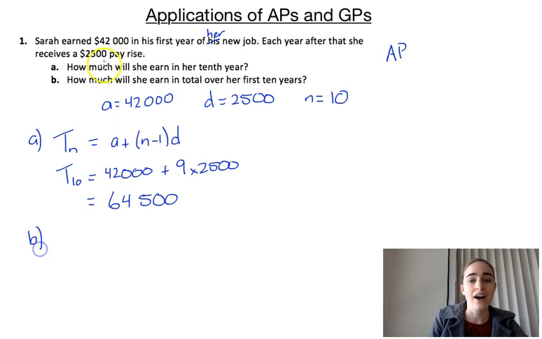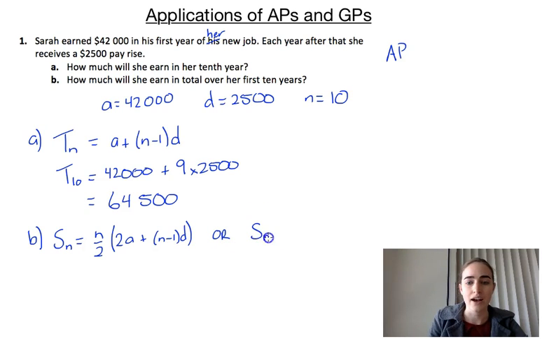Part b asks us how much she will earn in total over her first 10 years. So this time we're looking at the sum. We have two formulas for the sum of n terms of an arithmetic series. We've got n/2 outside of (2a + (n - 1)d), or we have n/2 outside of (a + l), where l is the last term that we're looking at.